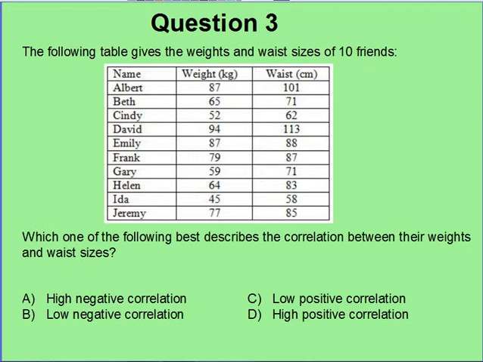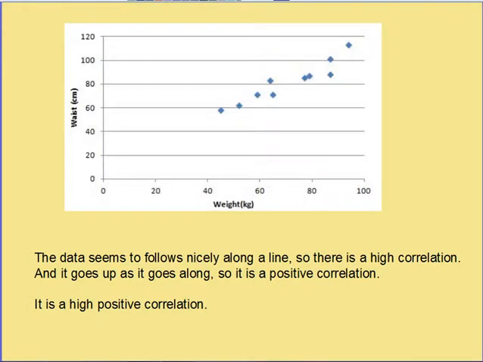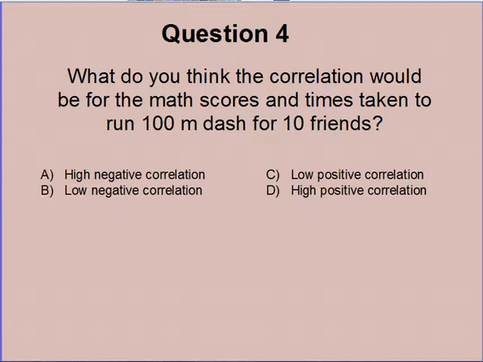This table shows the weight and waist size of 10 friends. If you look at the chart, there is a definite trend. Look how closely those points fit on a positive slope line. This is a high positive correlation. What do you think the correlation would be for math scores and times it takes to run the 100-meter dash for 10 friends? I don't think that there's a very high correlation there, so I would assume that that would be no correlation.